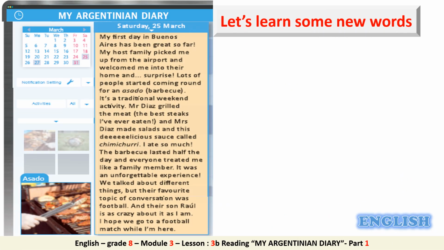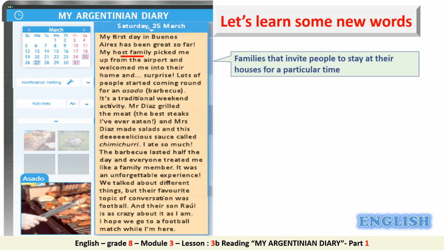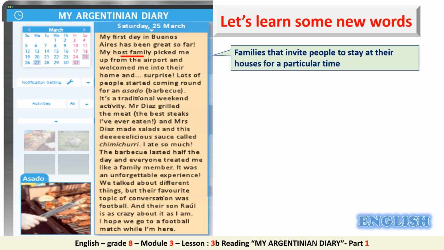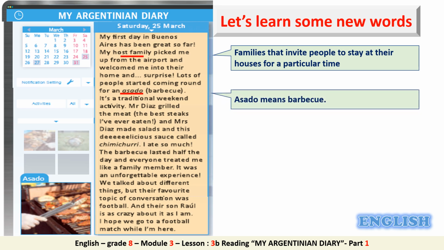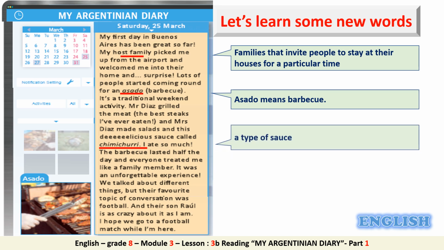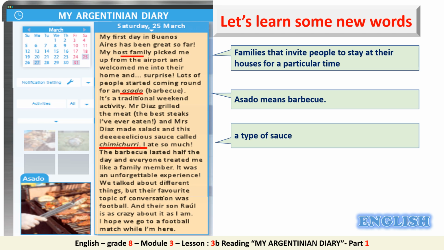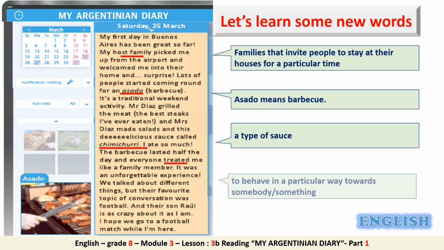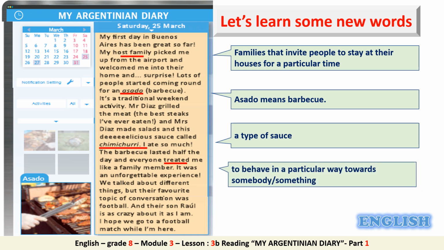Now, let's learn the meanings of some new words in this text. So let's start with host family. When we talk about host families, we mean families that invite people to stay at their houses for a particular time. Also, we have the word asado. It means barbecue. Then we have the word chimichurri. It is a type of sauce. Then we have the verb treat. When you treat somebody or something, you behave in a particular way towards somebody or something.